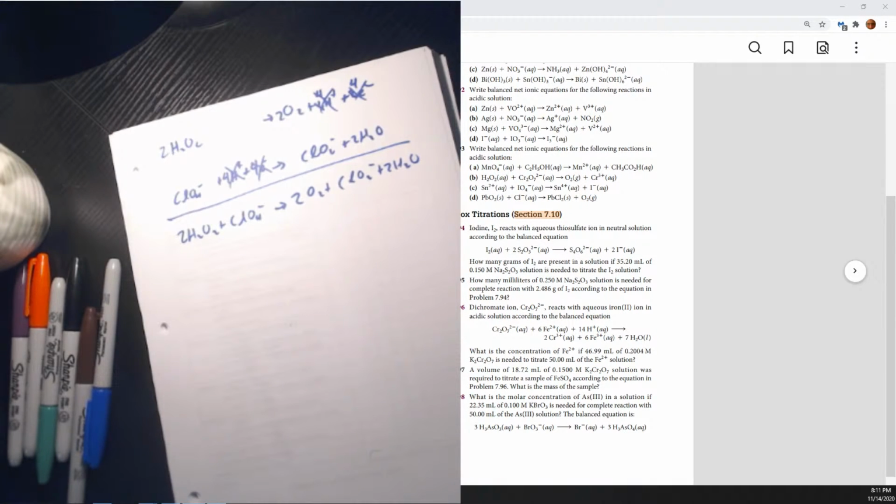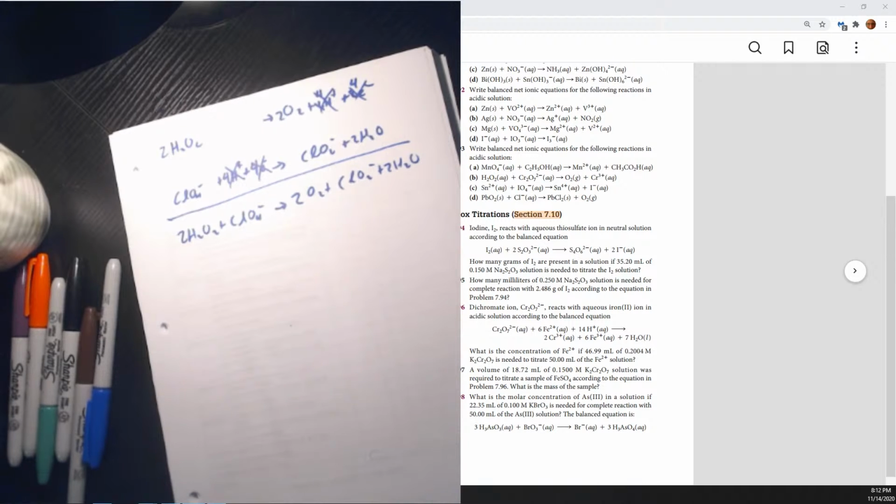Dichromate reacts with aqueous iron 2 to produce the following balanced equation. So the dichromate is the oxidizing agent. The iron is the reducing agent. Okay. What is the concentration of Fe2 plus if 46.99 mL of 0.2004 molar potassium dichromate is needed to titrate 50 mL of the Fe2 plus?